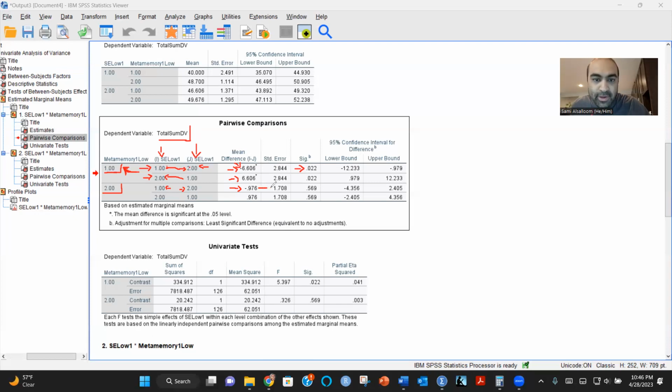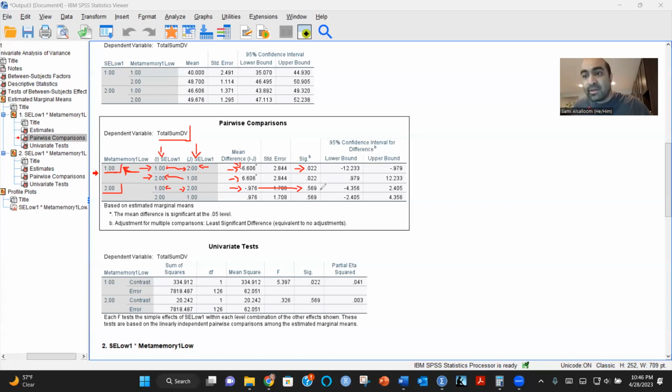And so if you move on to the significance statistic, that's not significant. So that's really interesting, because the interaction is actually telling us that the difference that we find in self-esteem is only significant if you have low meta memory, and it's not significant if you have high meta memory. So that's what your interaction is telling us.